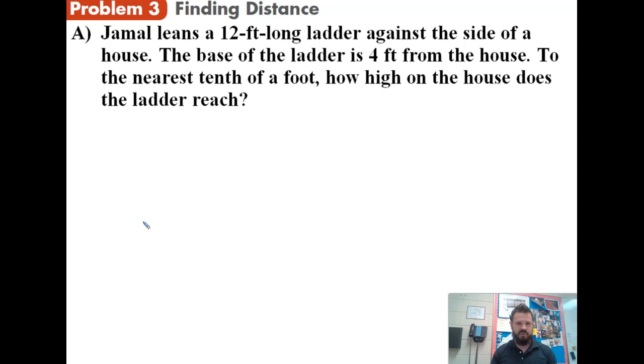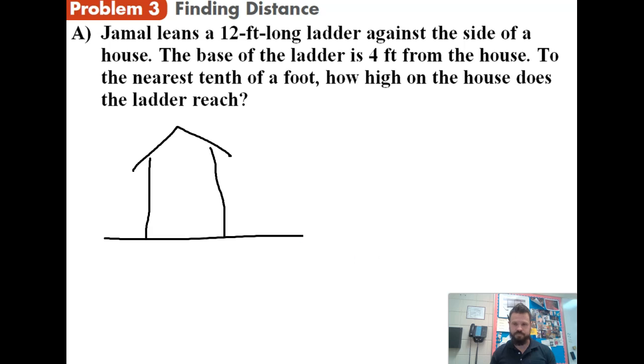Okay, so this sounds like something I had to figure out hanging Christmas lights a couple months ago. Picture would be nice. Let's draw it out. We have a sweet-looking house. And it says Jamal leans a 12-foot long ladder against the house. So that means we're going to have a ladder at an angle like this, which is 12 feet long. The base of the ladder is 4 feet from the house. Now, anytime you see this base word in a story problem, typically that's talking about a distance along the ground. So that's going to be this distance here from the base of the house to the base of the ladder, 4 feet.